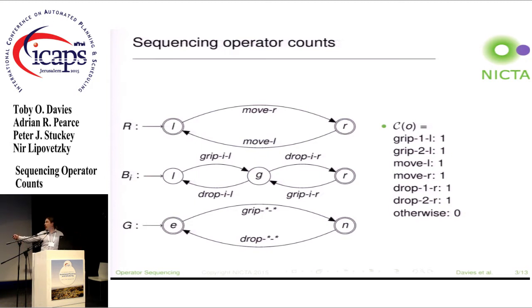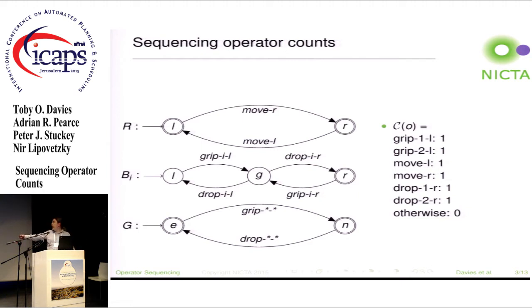So the robot starts in the left room and can move right or move left, and both of those states are consistent with the goal. Each ball has to go from the left room into the gripper into the right room, and the goal is achieved only when they're both in the right room. And the gripper itself, which we have 1 of, can either be empty or non-empty.